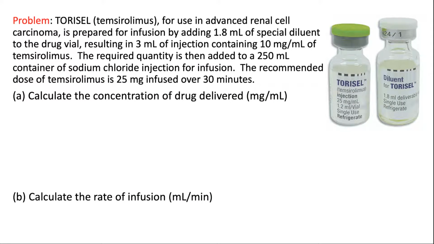All right, well, let's start with the next question. I'm just going to read the first part of the sentence to you, and then I need to explain the vials. So look over at the vials on the right-hand side. And the first part of the question says, Toricel, which is temsirolimus, is a drug used for an advanced renal cell carcinoma, okay? And it says, and is prepared for infusion by adding 1.8 milliliters of special diluent, which is the vial shown here on the far right side, to the drug vial, which is the vial on the left side.